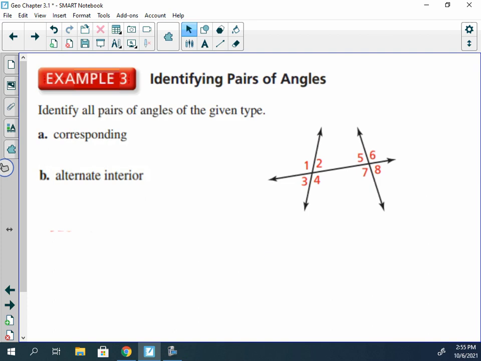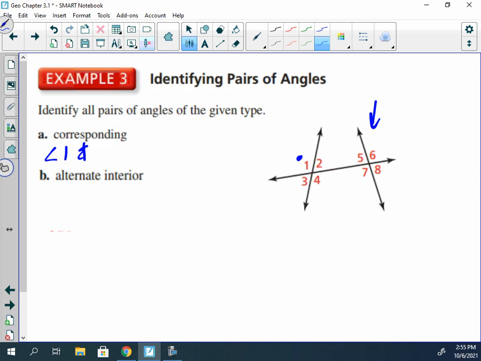So the first thing we're going to look at is we're going to name all the corresponding angles. Okay? So let's just start off with, say, angle 1. So angle 1 here is above the transversal and to the left, yes? So if I look at the other set of angles over here, which other one is above and to the left? 5. Because above and to the left, so it would be 5, yes. Now, angle 2 and what angle? 6. Because it's above and to the right would be 2 and 6.